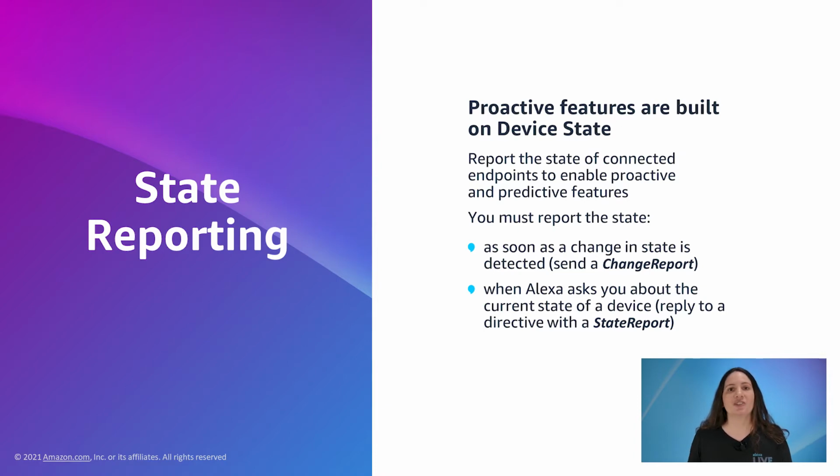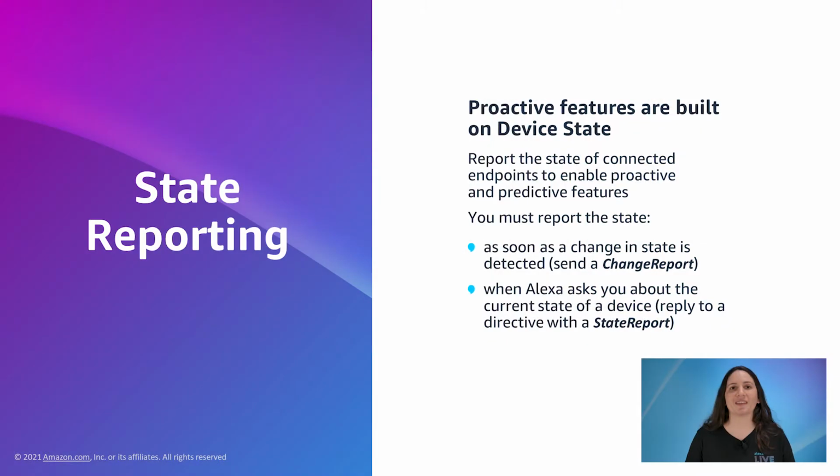First, you need to report the state of a device as soon as you detect a change in its state. That's what we call a change report. So, for example, if I turn off my coffee maker, which is powered by a smart plug, the skill developer will have to immediately send a change report to Alexa to notify the new state. The plug is off.